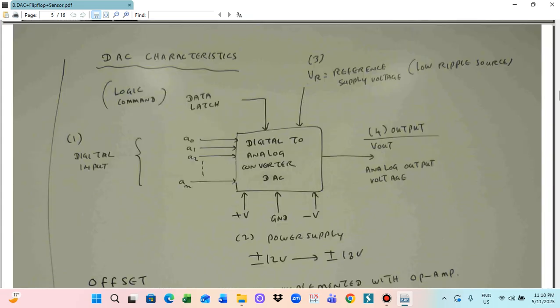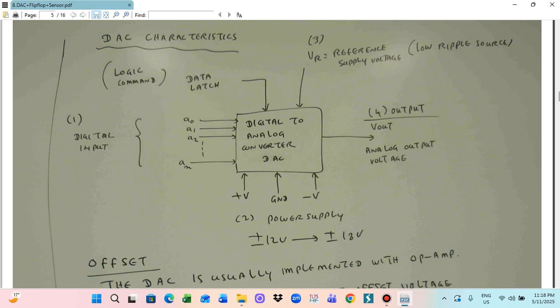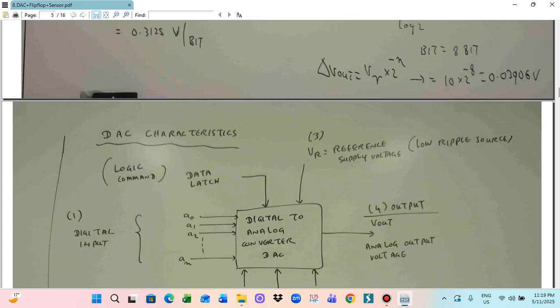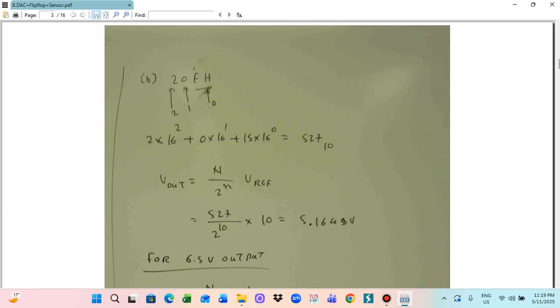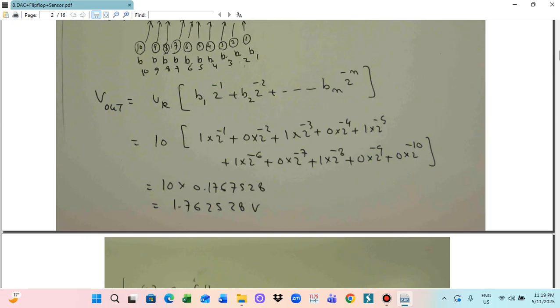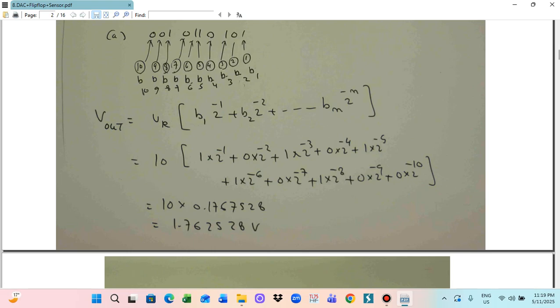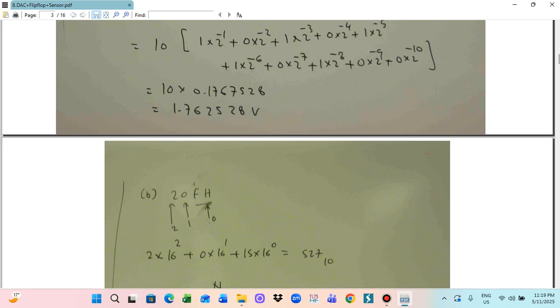0.0309064. The next one is the DAC characteristic, the digital to analog converter characteristic. In this case, we have a digital input A0 to AN into the digital to analog converter, and we also provide the data latch. We also provide VR, the reference voltage. This reference voltage is compared with the input, and then the output comes out. The equation is here: V out depends on the reference voltage VR as well as the input bits, so with that formula V out can be calculated.